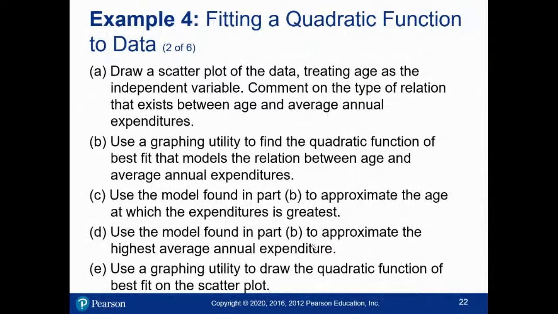So draw a scatter plot where you have age, comma, expenditures. Comment on the type of relation, just asking is it linear or quadratic or something else. Use a graphing utility to find the quadratic function of best fit. Remember, in any utility, best fit is usually regression, but we're not looking for a linear best fit, we're looking for a quadratic best fit. So you're looking for something called quadratic regression. Then use the model found to approximate the age at which the expenditure is largest. Use that model to approximate what that biggest expenditure is, and then graph it. Okay, so I'll pause here.